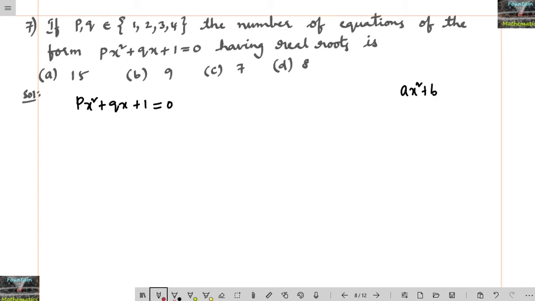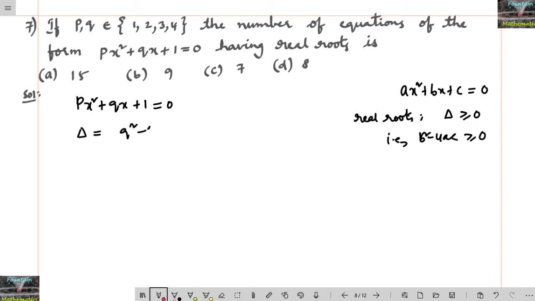We know that for a quadratic equation ax square plus bx plus c equals to 0 to have real roots, the condition is delta is greater than or equal to 0. So delta, which is b square minus 4ac, must be greater than or equal to 0. Here also we consider the same, comparing with ax square plus bx plus c. So your delta is b square, that is q square minus 4p, which is greater than or equal to 0. So q square minus 4p is greater than or equal to 0, since the roots are real.